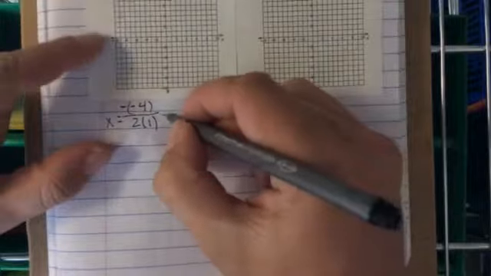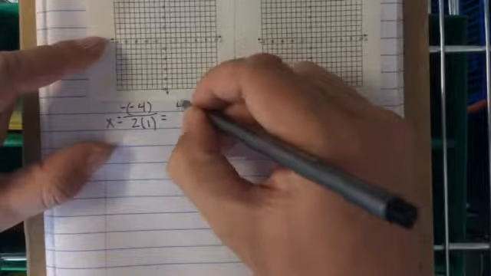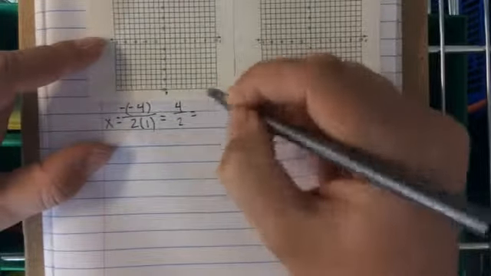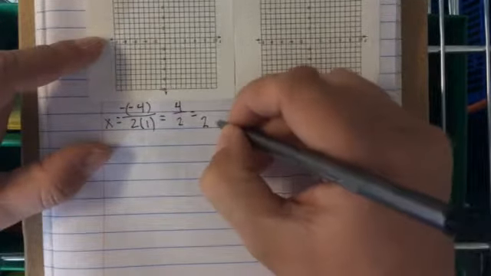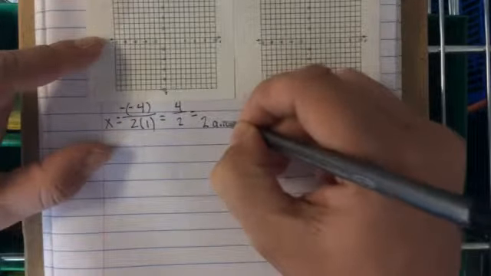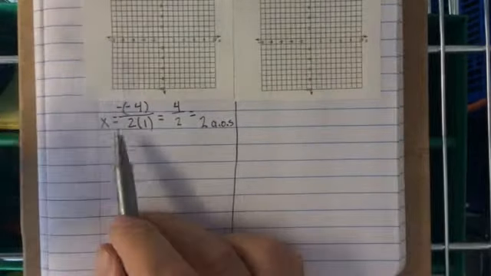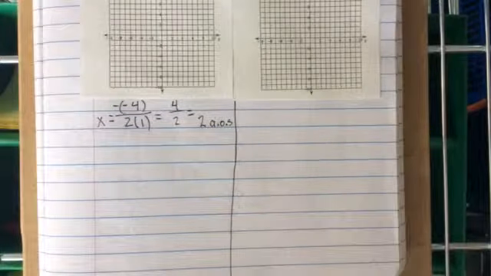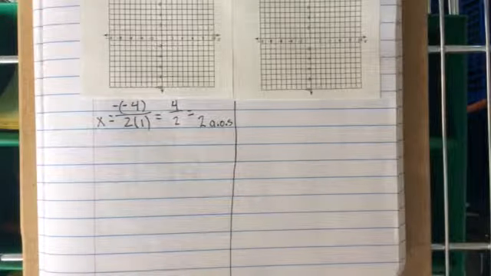So the negative of -4 is 4. 2 times 1 is 2. 4 over 2 is 2. And that's our axis of symmetry. The line x equals 2 is our axis of symmetry. That is what cuts our parabola in half into 2 equal parts.